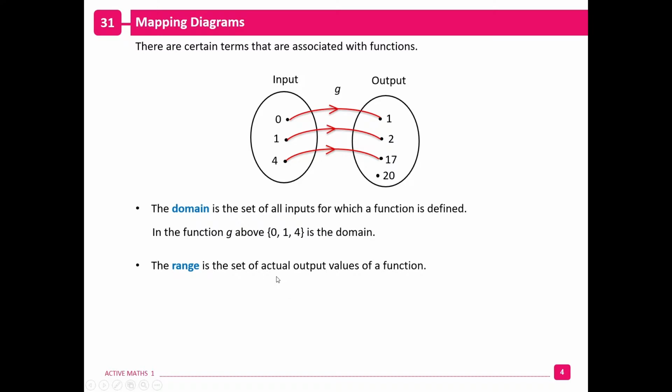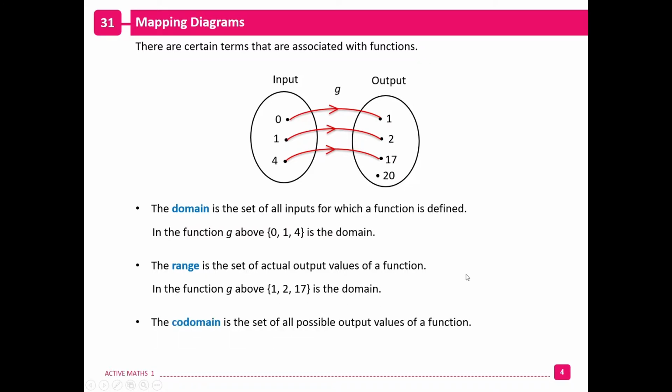The range is the set of actual outputs that have occurred as a result of those inputs. So 0 has the output 1, 1 has the output 2, and 4 has 17. So those 3 are the only actual outputs. Nothing is mapped to 20, so we cannot include 20 in our range. The range is therefore the set 1, 2, and 17.